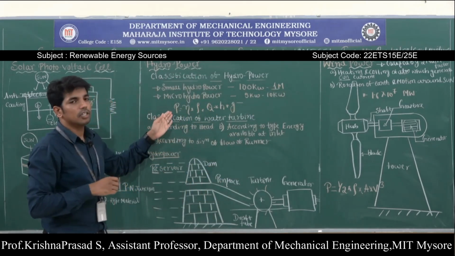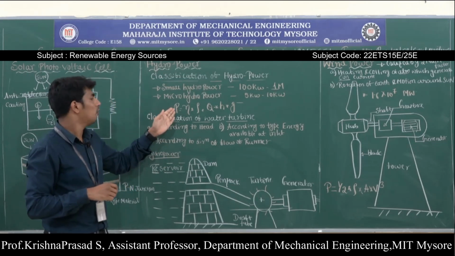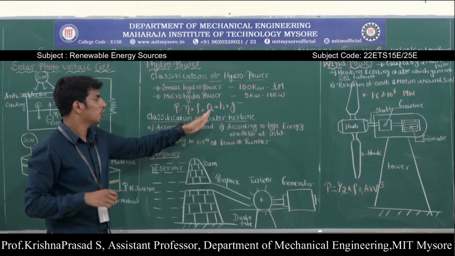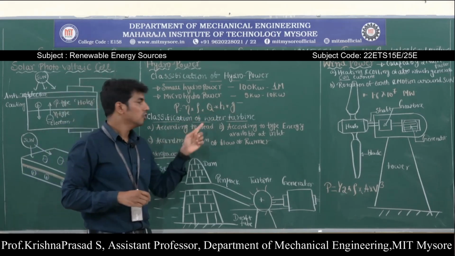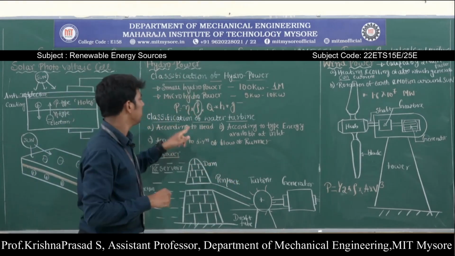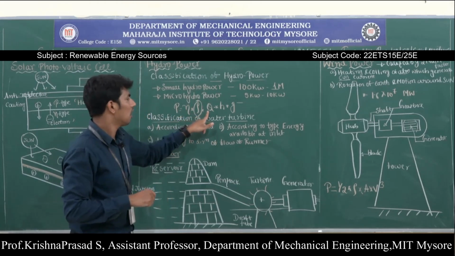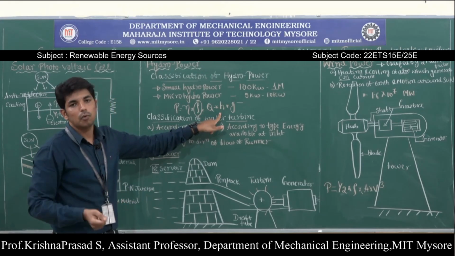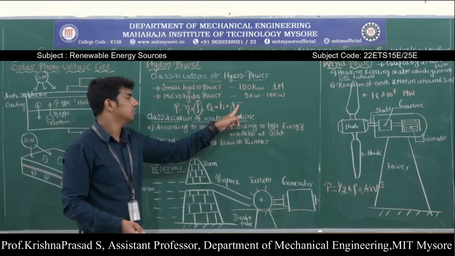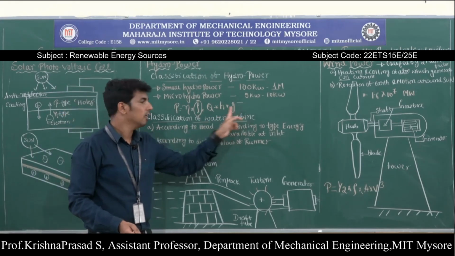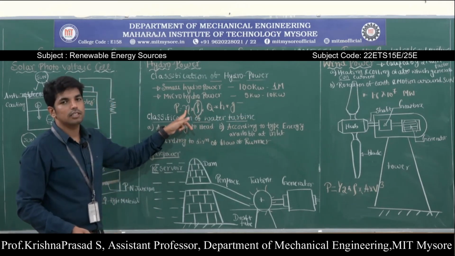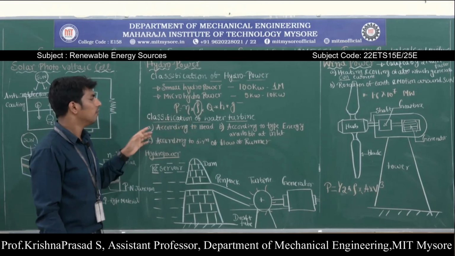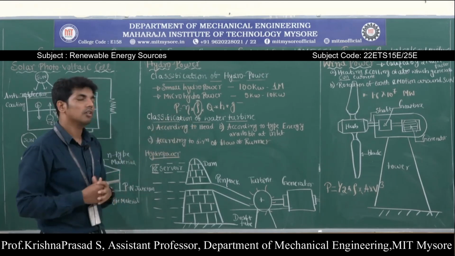The formula for the calculation of power is rho into Q into H into G. Here rho represents the density of the water, Q is the flow rate, H is the head of the water or height of the water, and G is the acceleration due to gravity, and N is a constant which does not have any units. Then a very important one is the classification of water turbines.